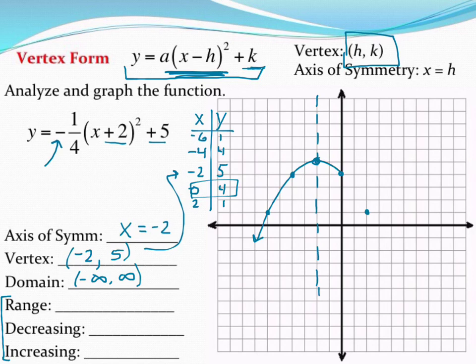You don't want to have any sharp points on this. You want everything nice and smooth. So there's a good-looking sketch or graph of this parabola. Now I should be able to answer these final 3 questions about my range and then where it's increasing or decreasing.